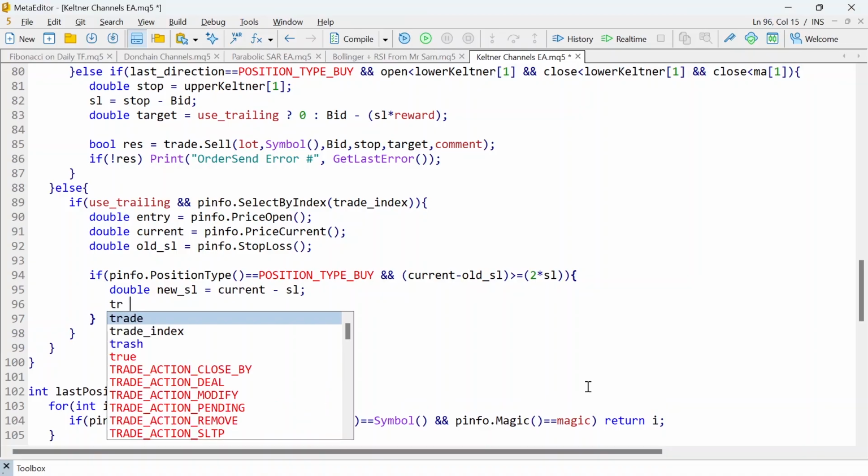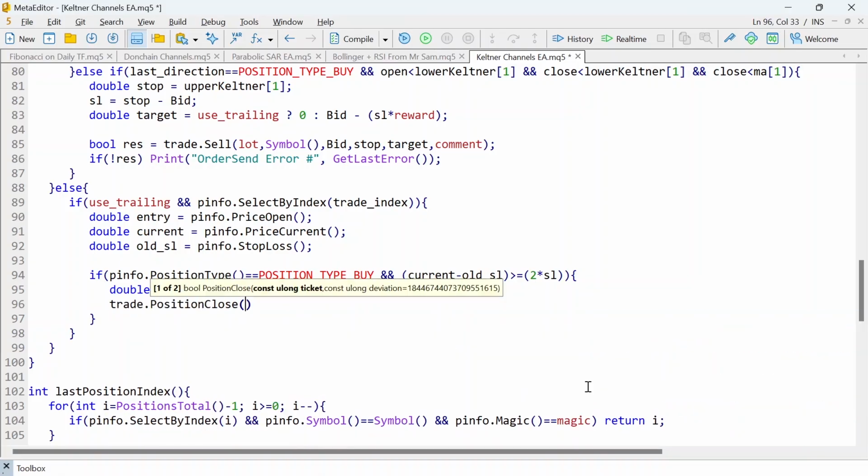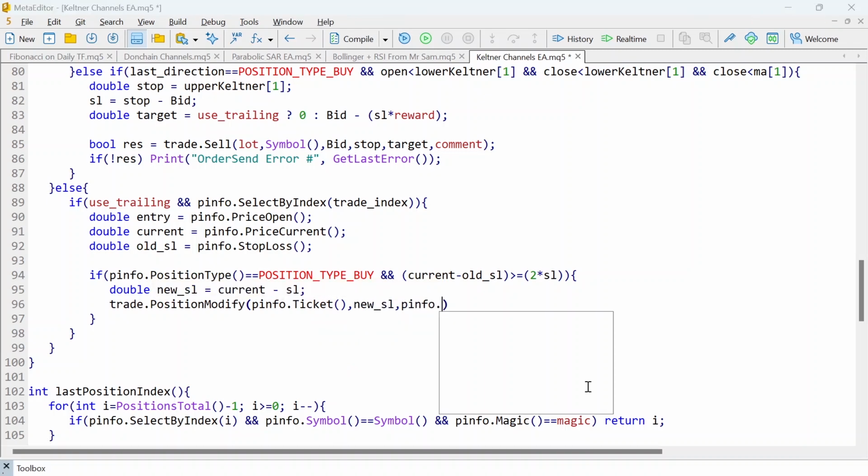Then we are going to say trade position modified, this, and what should be the stop loss? The stop loss should be new XL, and the previous take profit, which is of course 0.